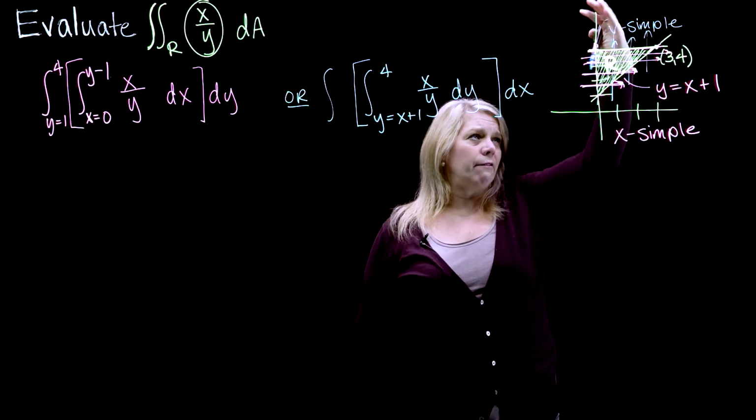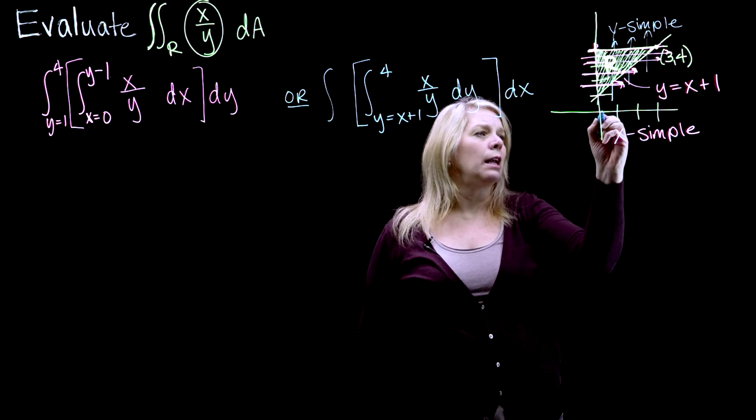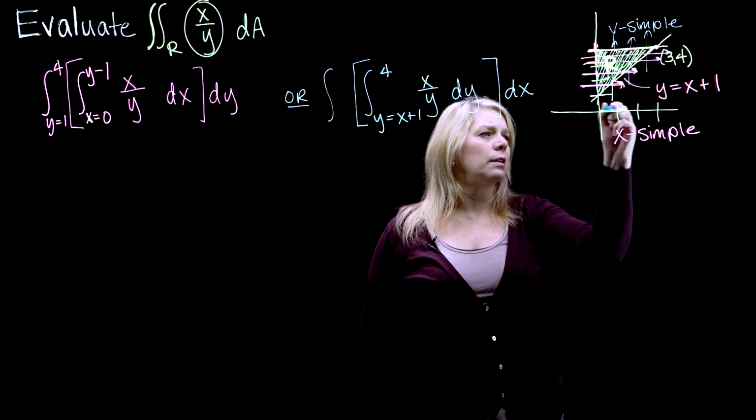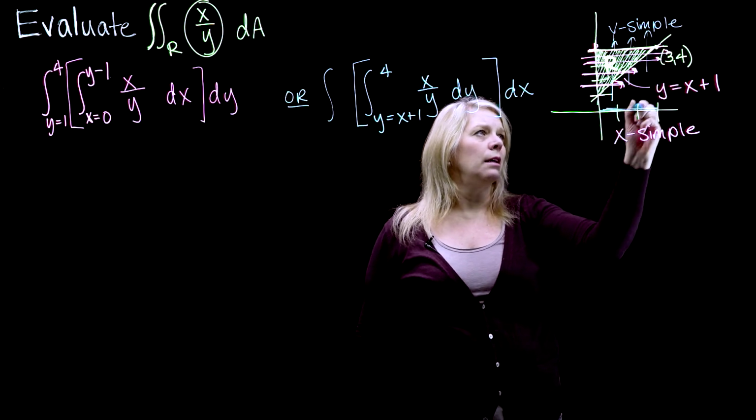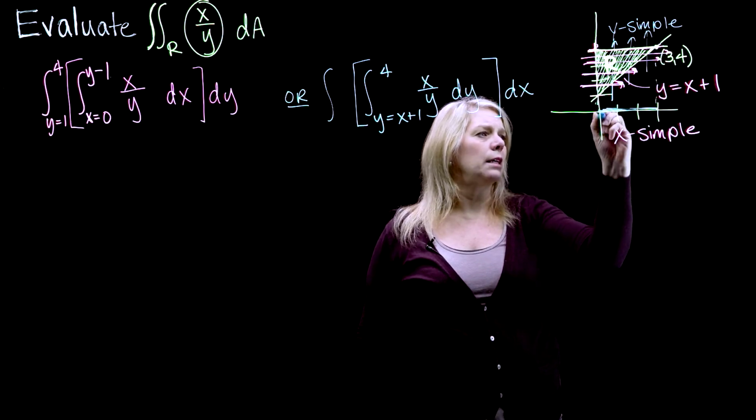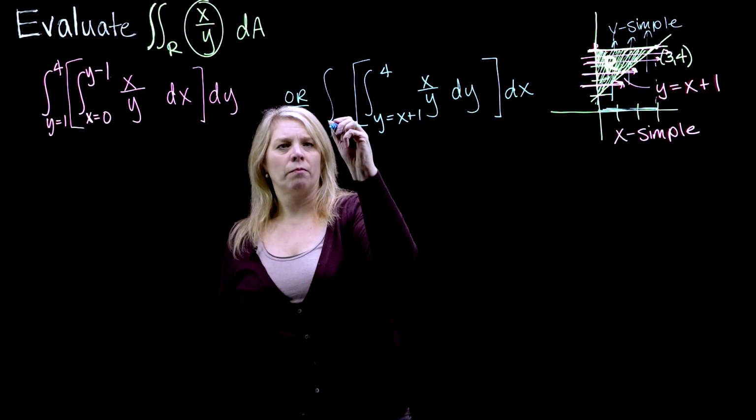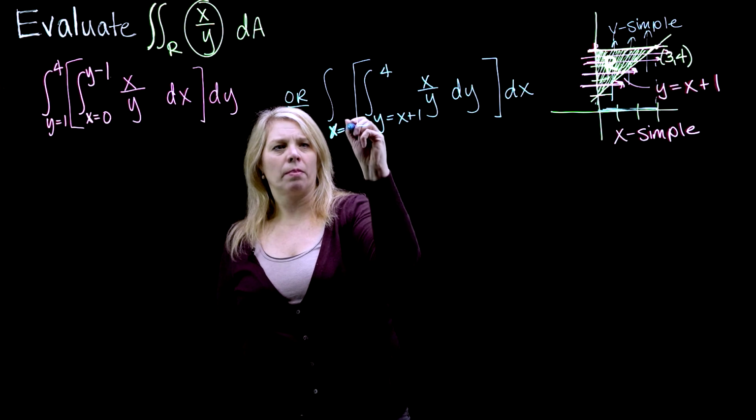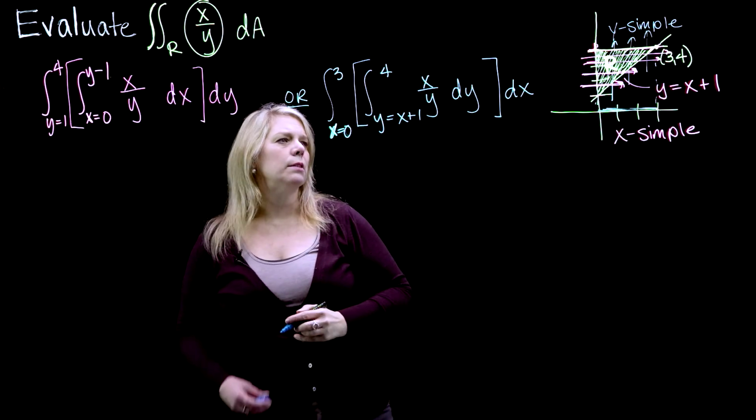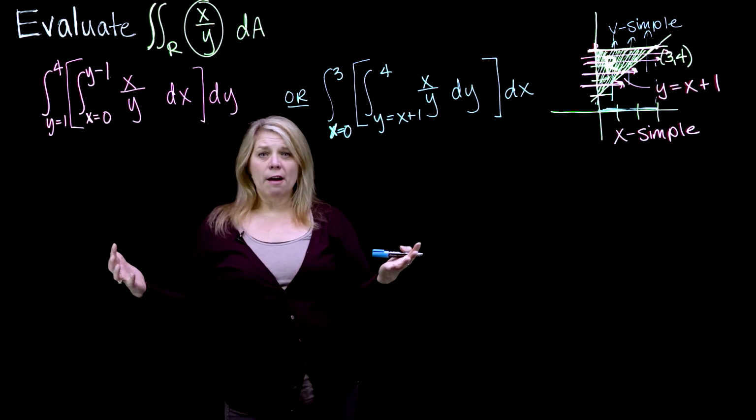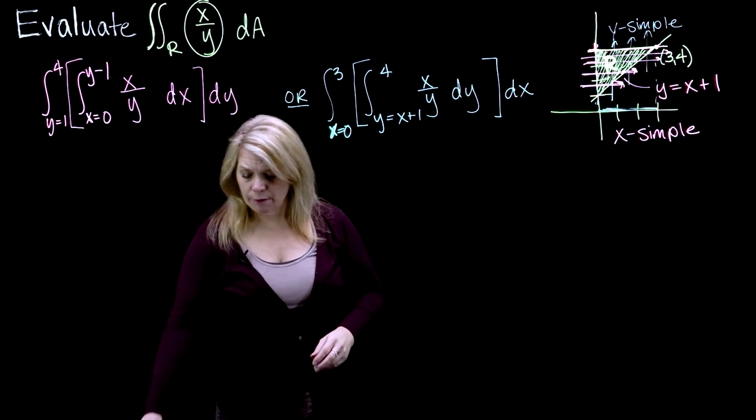But notice on this one, if I collapse that thing in the y direction, I end up with a shadow down here on my x-axis going from x equals 0 to 3. x equals 0 to 3. Okay, so there I have my integral set up both ways using Fubini's theorem.